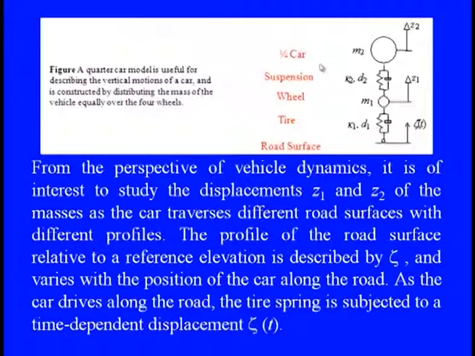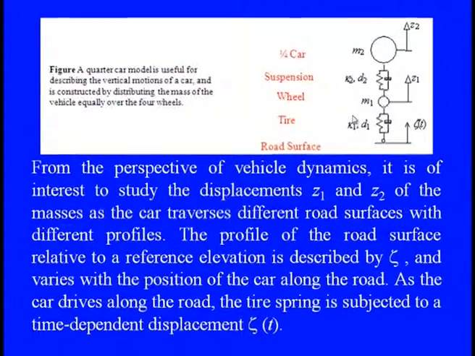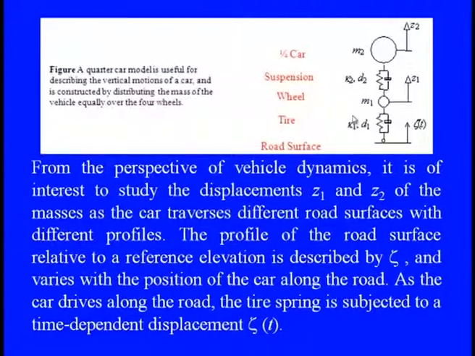So, this is my wheel mass M1, and below the wheel, with the road surface contact, we have the damping and the spring properties with the tire deformation. So, this tire is now providing the stiffness feature and the damping feature, just like the K1 and D1. From the perspective of vehicle dynamics, it is of great interest to study the displacements Z1 and Z2. You can see that we have a clear Z1 and Z2.